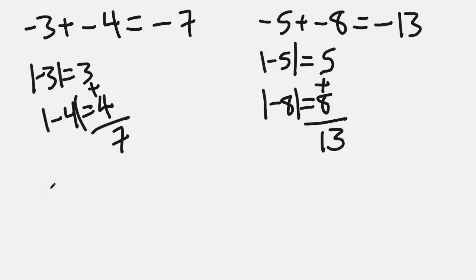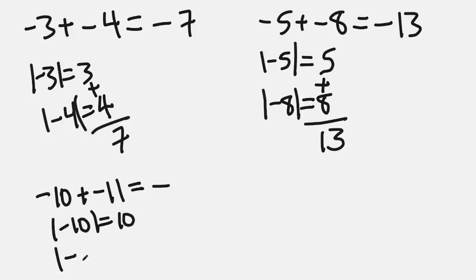Let's do one last example. Let's do negative 10 plus negative 11. Again, since we're adding two negative numbers, we know the sign of the answer will be negative. And then we're going to take the absolute value of negative 10, and that's 10. The absolute value of negative 11 is 11. We add these two numbers, 10 plus 11, and that's 21. So the answer will be negative 21.